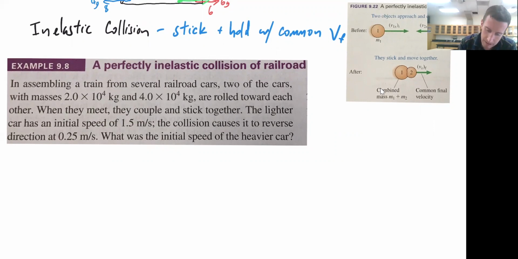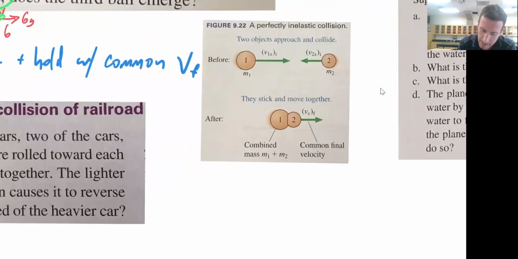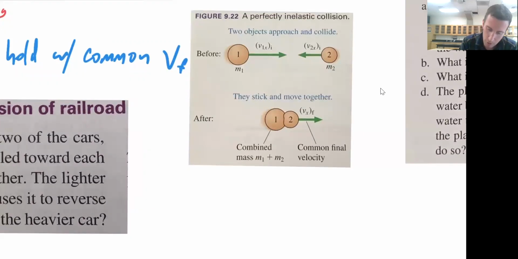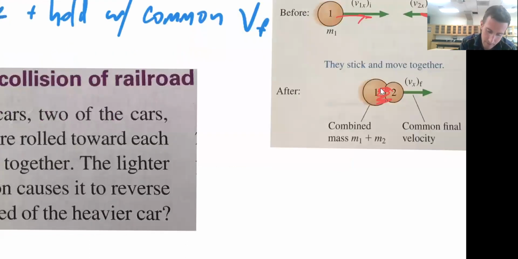So a perfectly inelastic collision looks something like this. 2 objects approach and collide, one coming this way, one coming this way, or going the same way. They stick, they smush. They're now one object with a combined mass and a combined final velocity. All right.